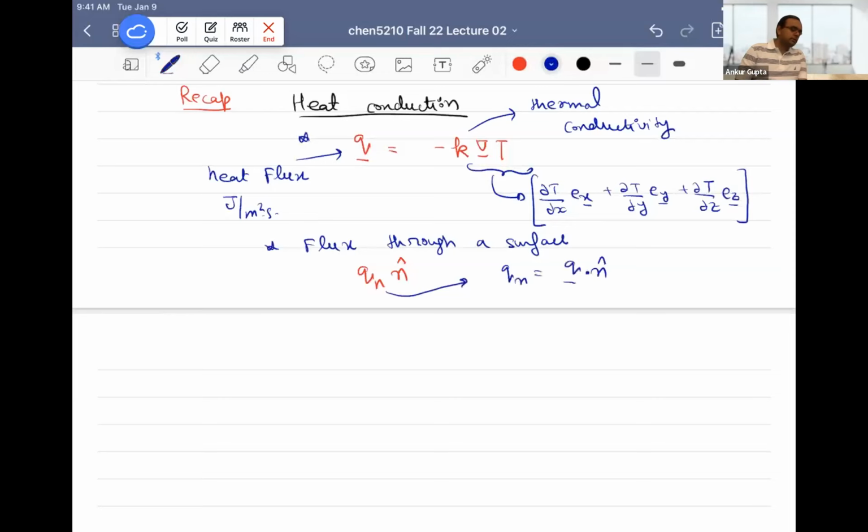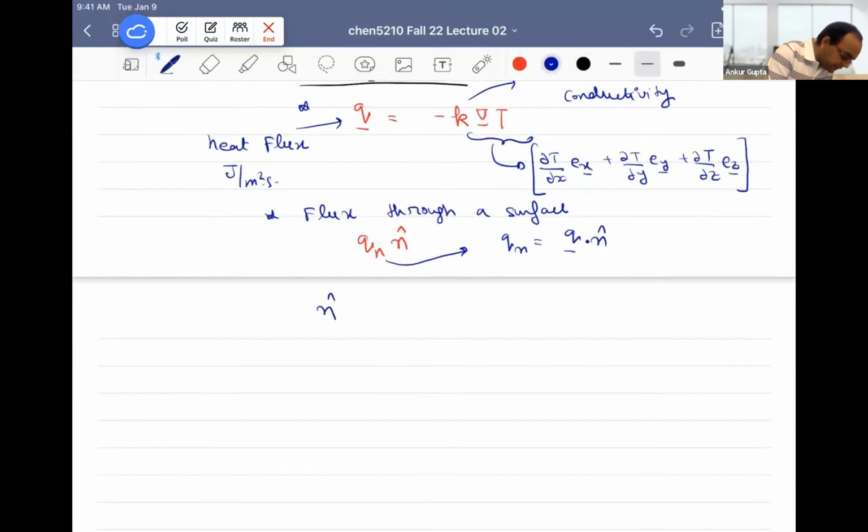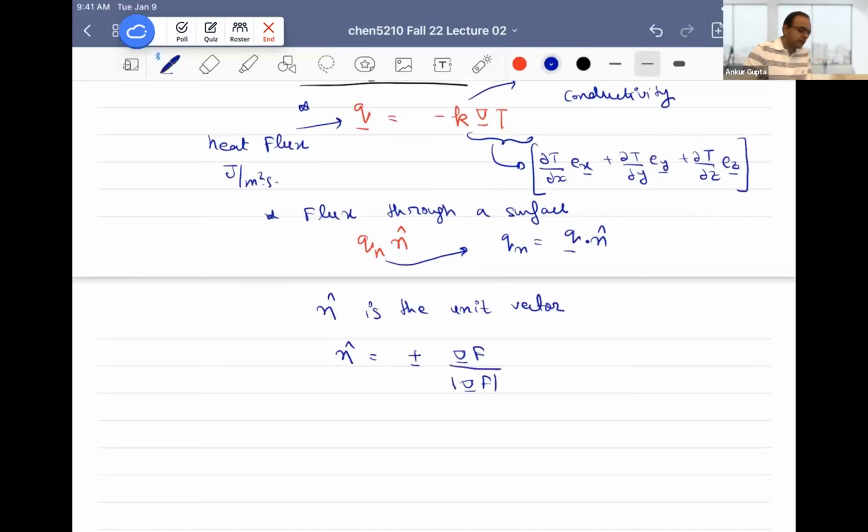So you basically project the vector on n, where n is the unit normal, and that's how you can find the flux Qn n cap, where n cap is the unit vector, and to calculate n cap, we discussed you can use the gradient of f and divide by its magnitude. Go ahead, Colin. So Ex, Ey, and Ez, aren't they unit vectors? They're also unit vectors, correct.